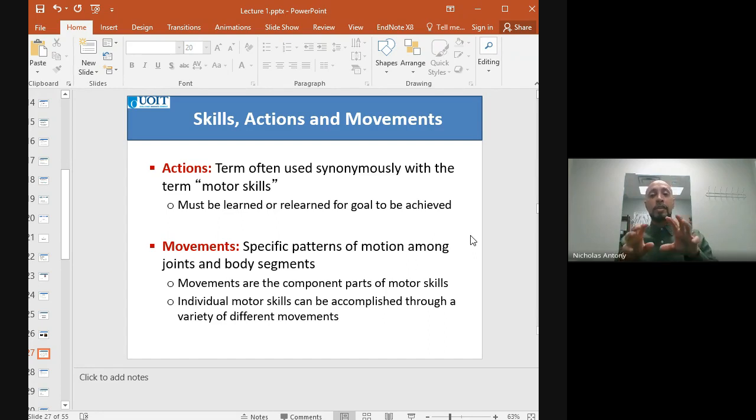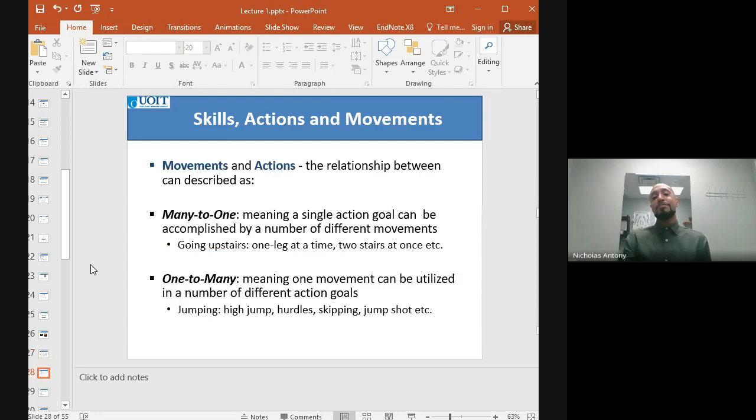Movements are the individual movements of the body for that individual when they're performing the motor skill or action. I should have done, I don't know, I can't think of anything. We could have made it funny.